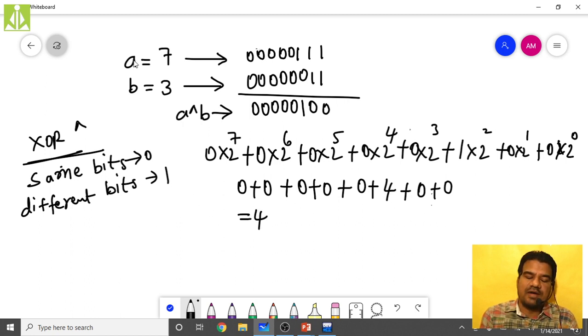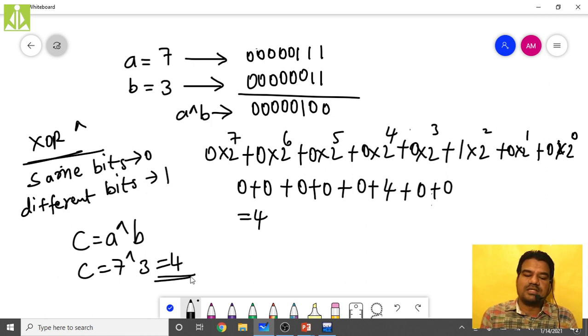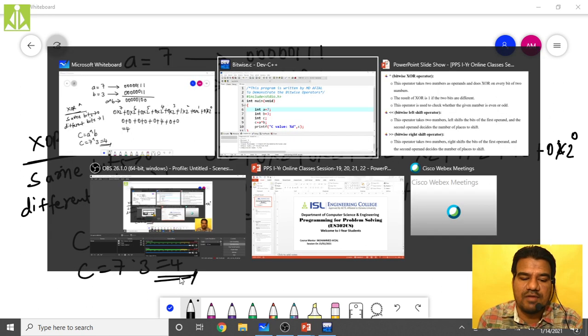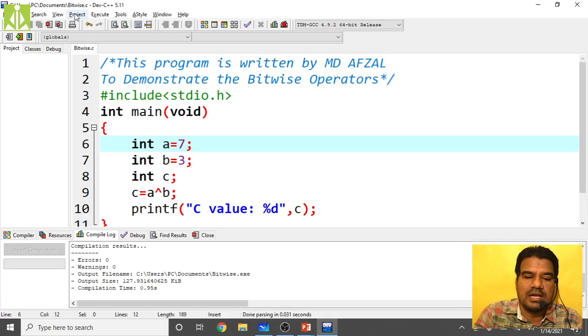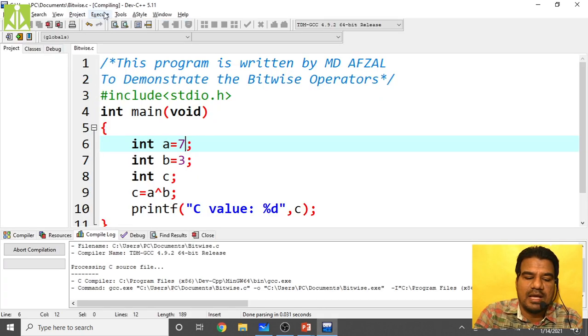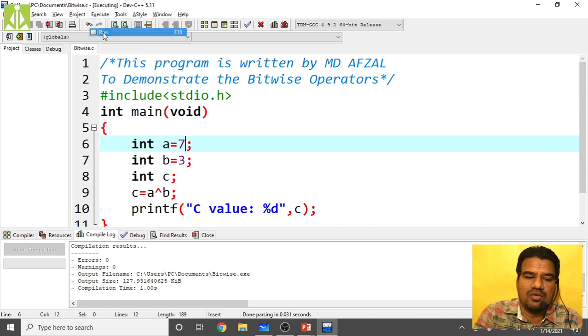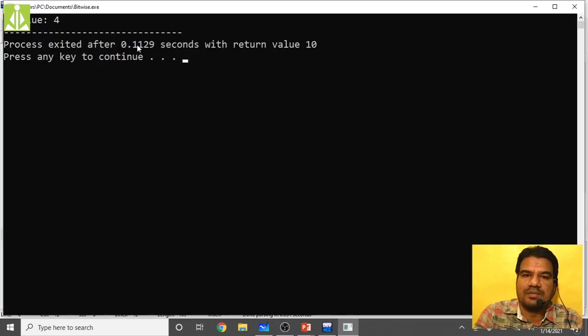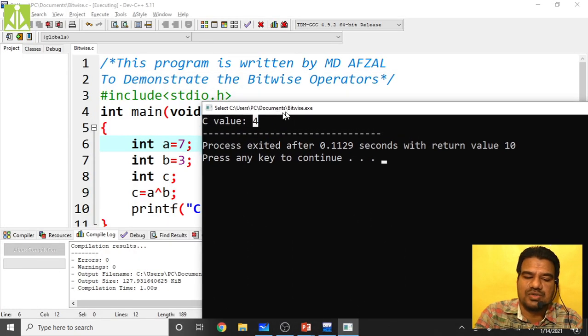So that is the reason why when you performed A 7, B 3, A XOR B, you got 4. C equals A XOR B, we are performing, and C is equal to 7 XOR 3. We got 4 as the result in the output. So compile, and as you can see, when you execute, you will get 4 over here. So this is the reason why we got 4 in our output. Hope you understood this one.